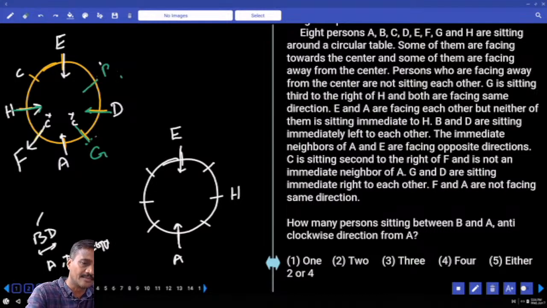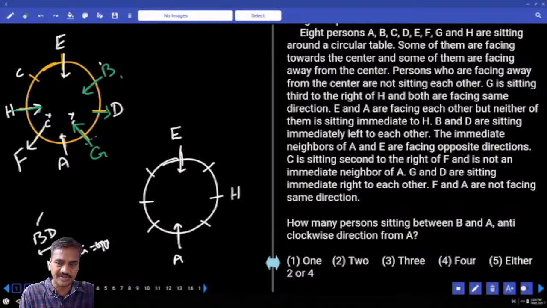G is here, B is here. Then now D: D cannot be facing towards the center, and D must be away from the center. Then only, D's right hand side is G, and B is to the immediate left hand side of D.